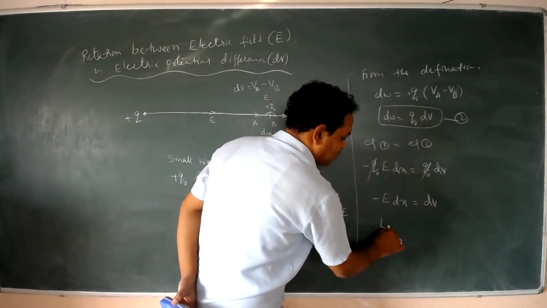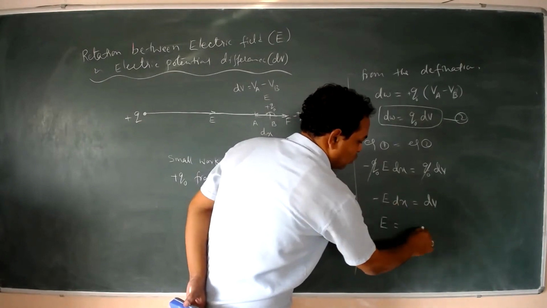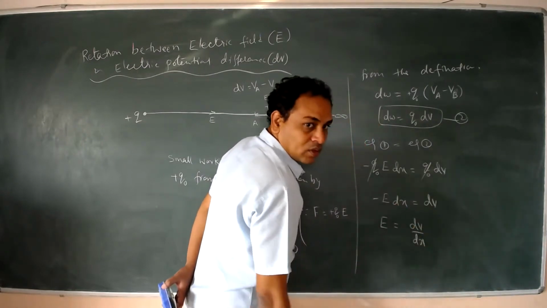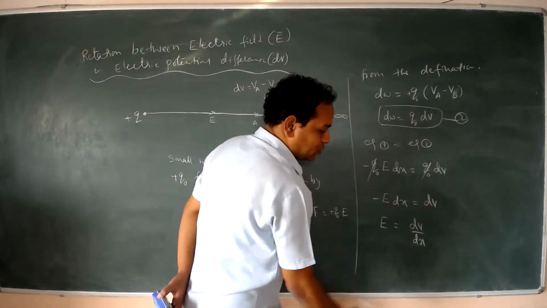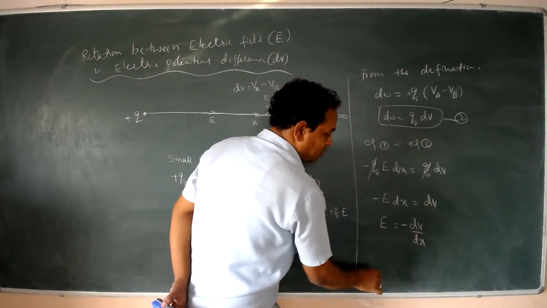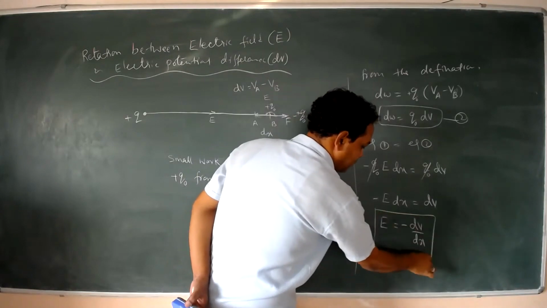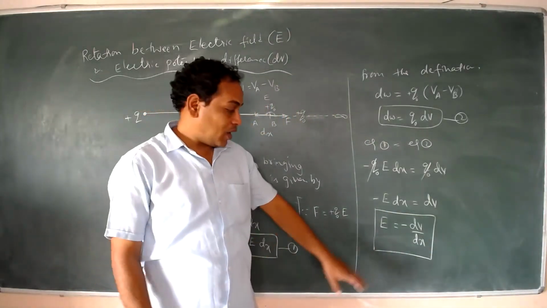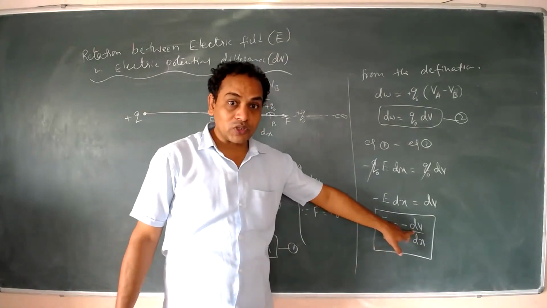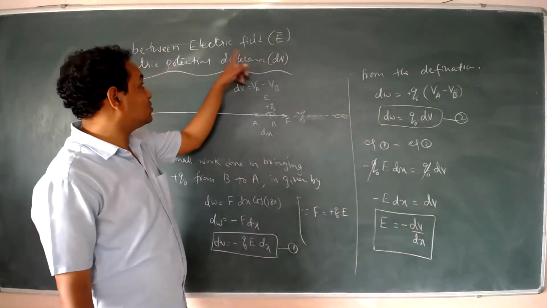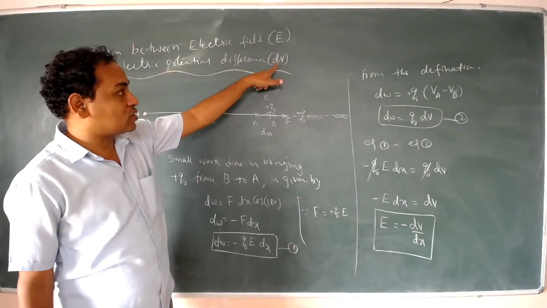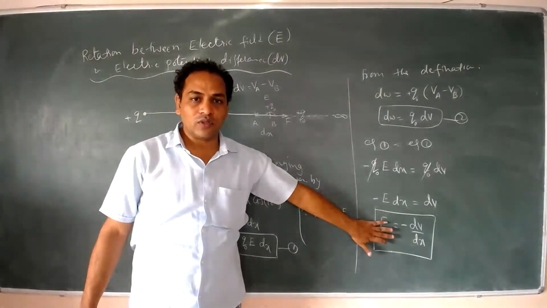Therefore, I can write E is equal to, this dx will go down, dV by dx, and this minus I can shift to that side also. I can write this as a minus. So this is the expression for the relation between electric field and electric potential difference. This is the relation between electric field E and electric potential difference dV.